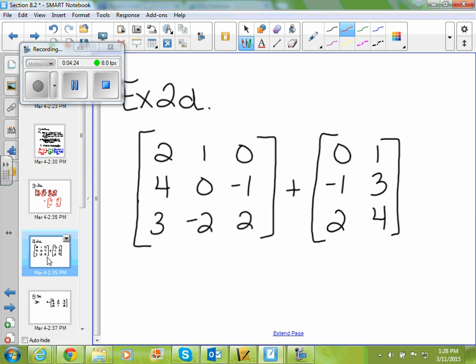Alright, so if I look at example 2D, I'm given the matrix 2, 1, 0, 4, 0, negative 1, 3, negative 2, 2, plus 0, 1, negative 1, 3, 2, 4. Do these matrices have the same order? No. So this just has no solution. You can't add matrices that aren't the same size. So since those aren't the same size, you can't add them.